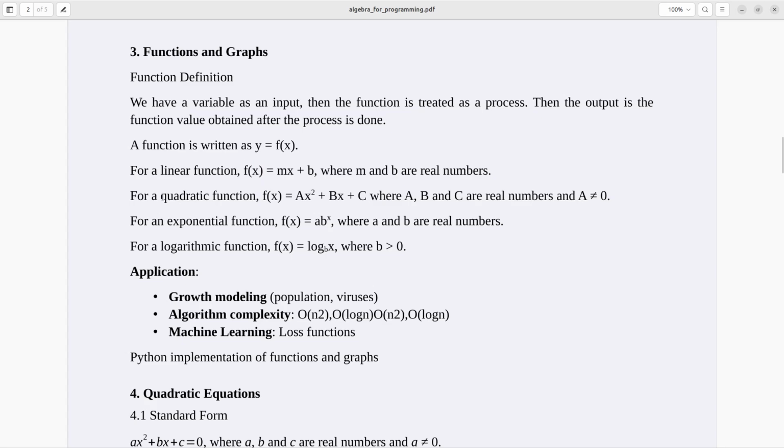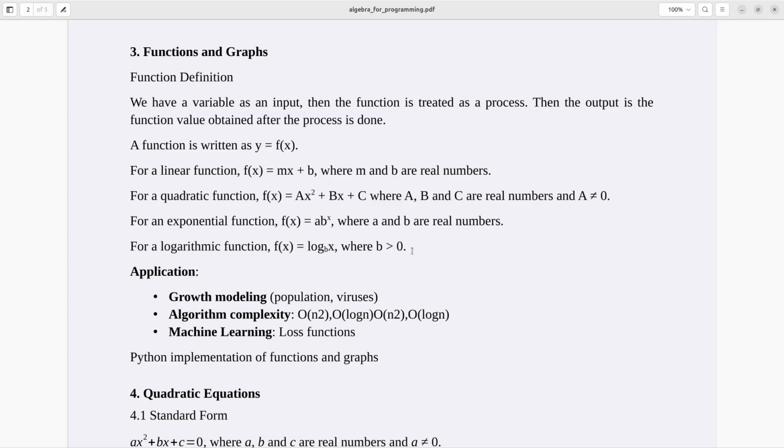So for a quadratic function, I will have f of x equals ax squared plus bx plus c, where a and b and c are all real numbers, and a cannot be 0, okay? For an exponential function, f of x equals a times b to the power of x, where a and b are real numbers. So x here becomes the power, okay? And for a logarithmic function, f of x equals log x with base b. This is the subscript called b, where b has to be larger than 0.